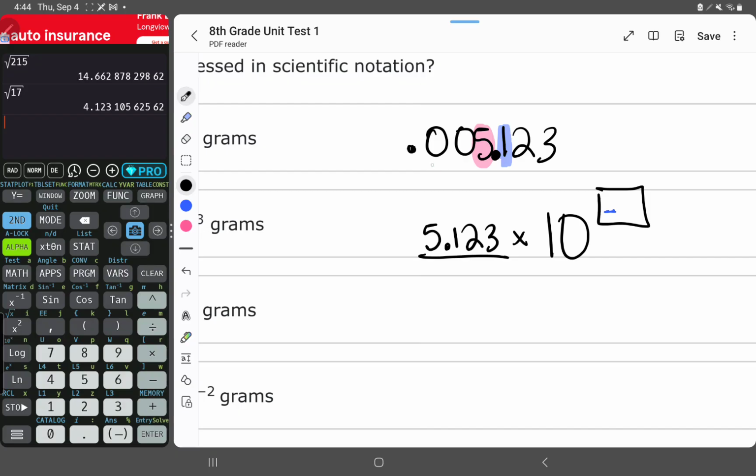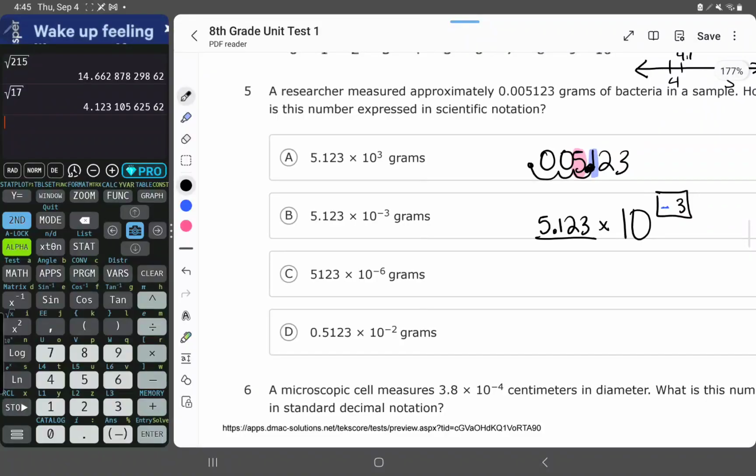Well, how many over does that need to move? 1, 2, 3 numbers over. So it's -3. Or you could do your loopies. That works too. And you could do 1, 2, 3 numbers over just like that. Either way. So you should have gotten B.